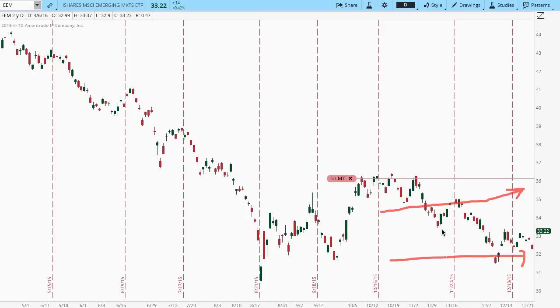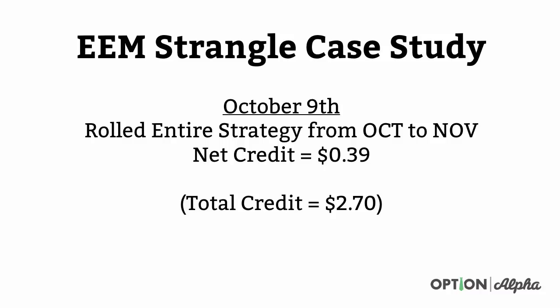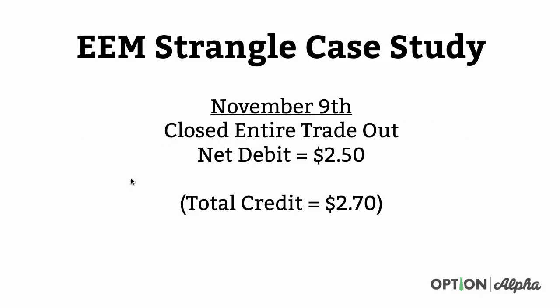So a little move now inside of this range gave us an opportunity to close out of this trade and get out for a net profit. So on November 9th, we were able to close out of this trade for a $250 debit. Remember, our total credit that we had working here was about $270, so we ended up making about $20 on this trade after extending it out a couple months.